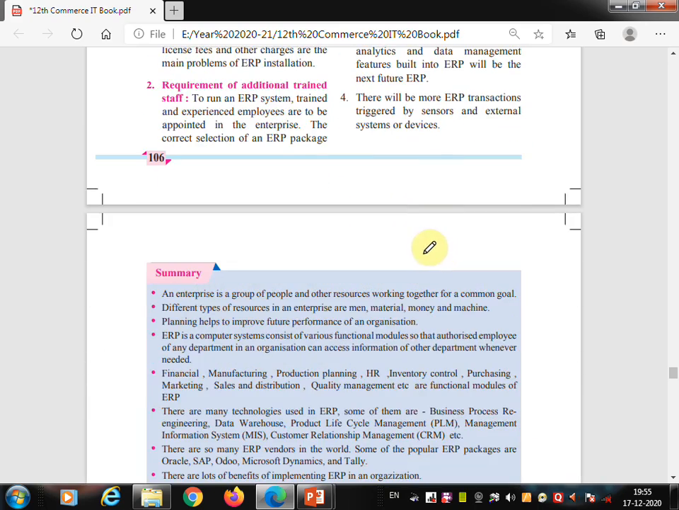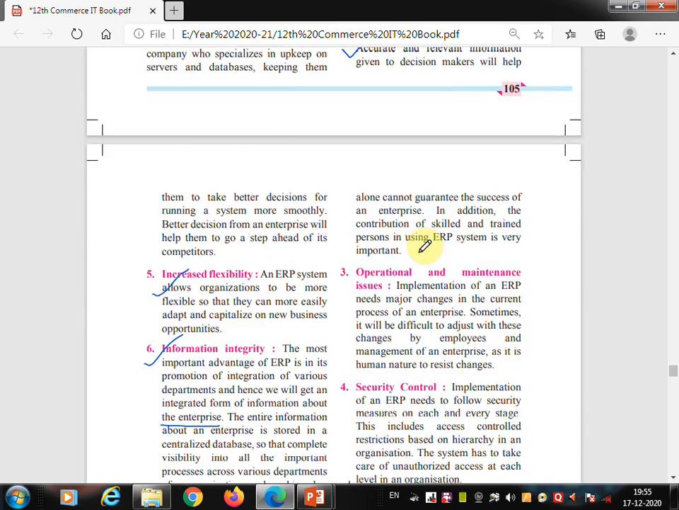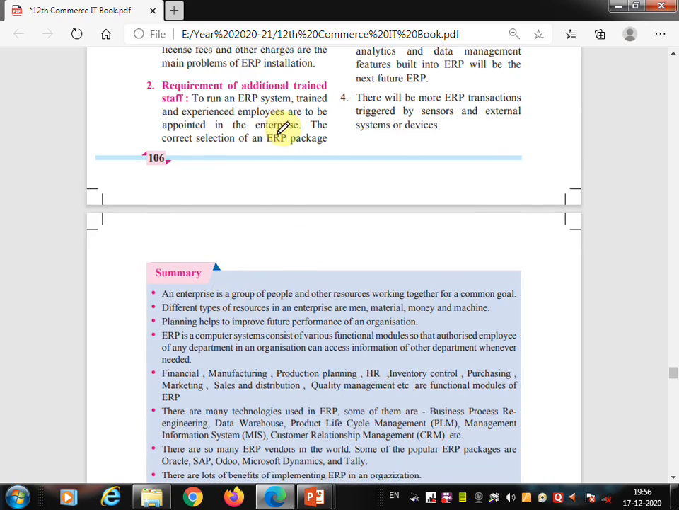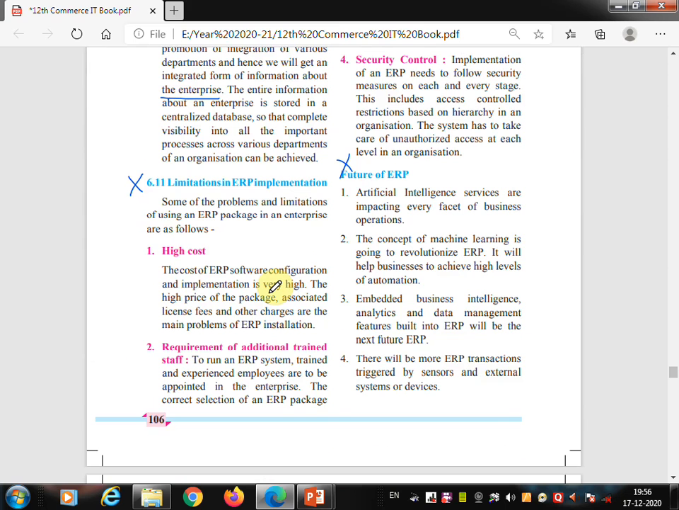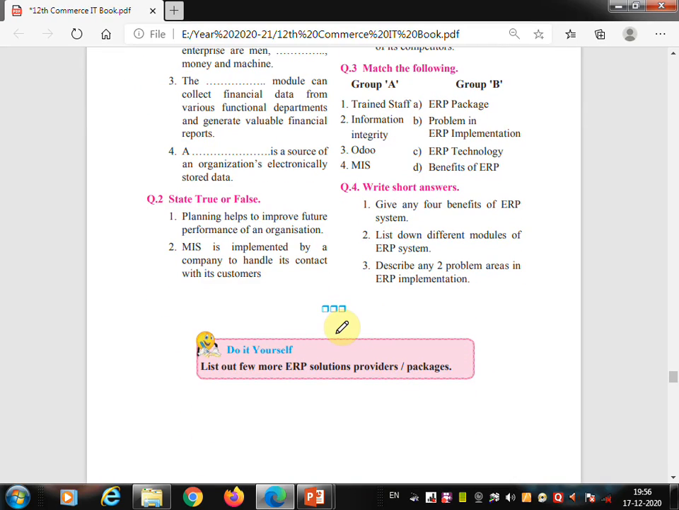So here we finish our 12th standard portions. If you have any doubt, you can ask me by sending a message on WhatsApp. Here once again I'm reminding you, you are going to complete the exercises which are given below. Once the topic is over, it is your duty to complete the exercise. What are the exercises? Fill in the blanks, match the following, state true or false, write short answers.